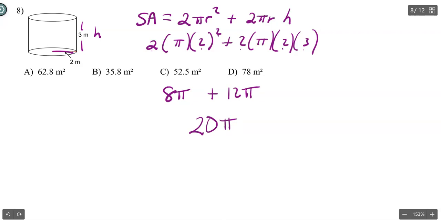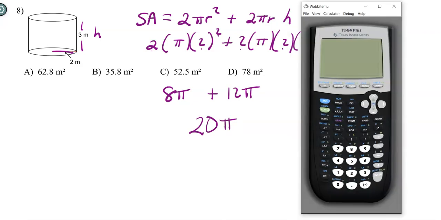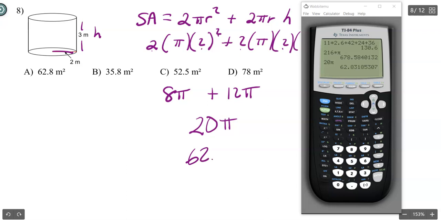I like to do it like that first before I actually go to the calculator. Now I can punch in what is 20 times pi. So 20 pi, boom, 62.83.